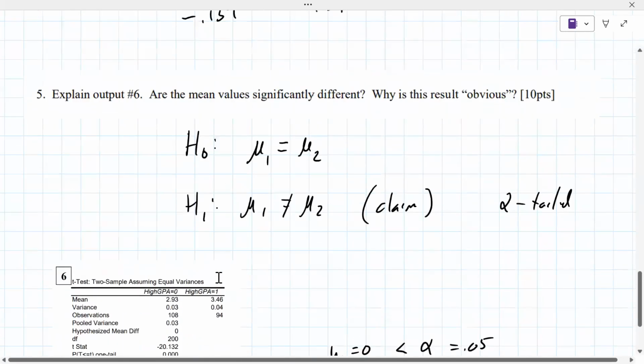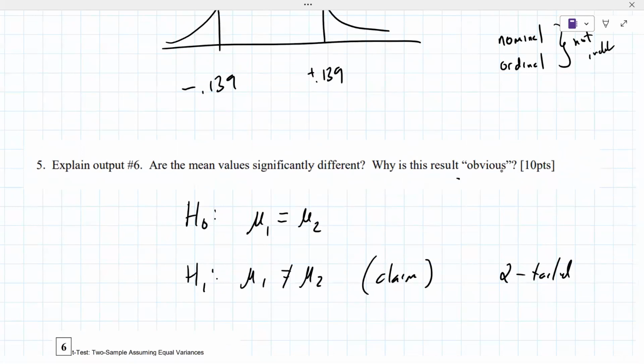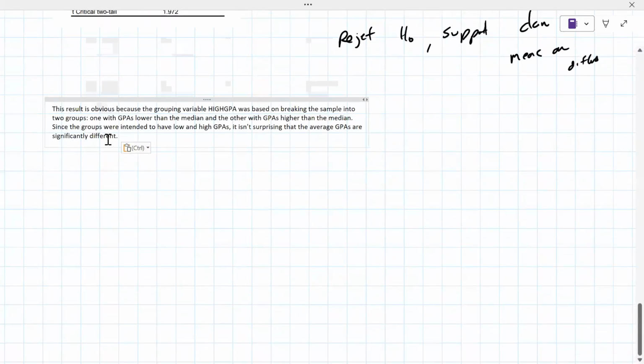So that is why it's obvious, but this really comes from knowing the variables. When you look at your new case study, you want to know those variables inside and out, like flashcards. You can forget them after the class, but you'd like to know what they mean. Here's what your instructor throws in as a discussion point: the result is obvious because the grouping variable high GPA was based on breaking the sample into two groups, one with GPAs lower than the median and others with GPAs higher than the median. There you go. I don't know how you would know that.